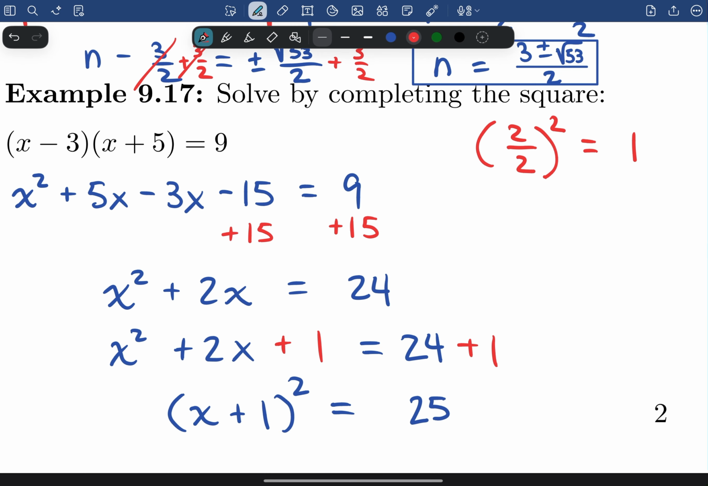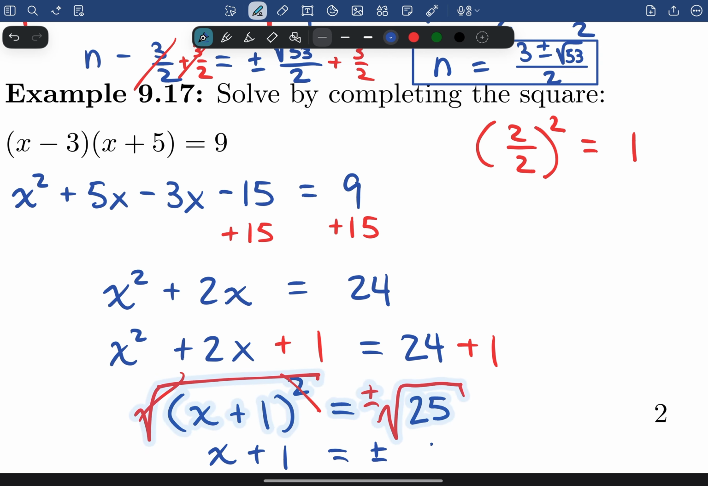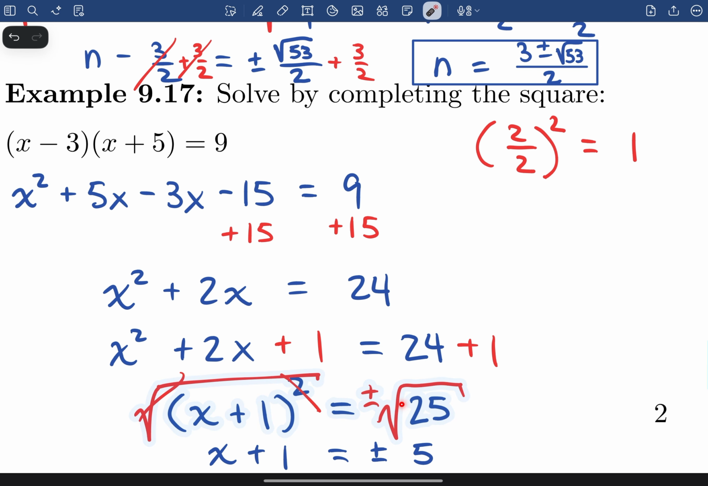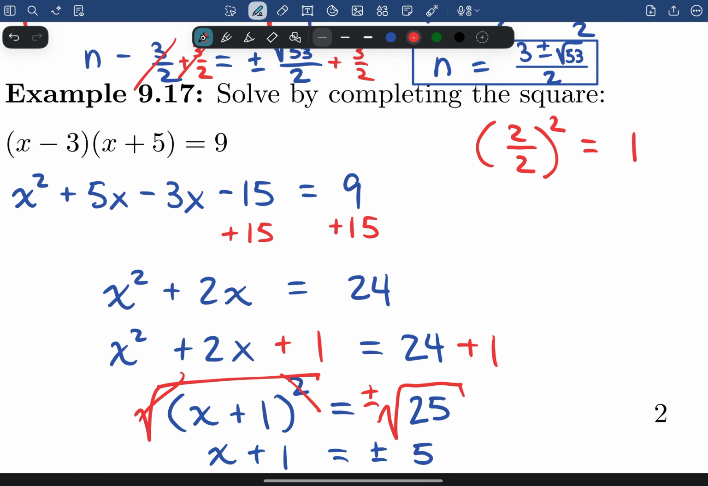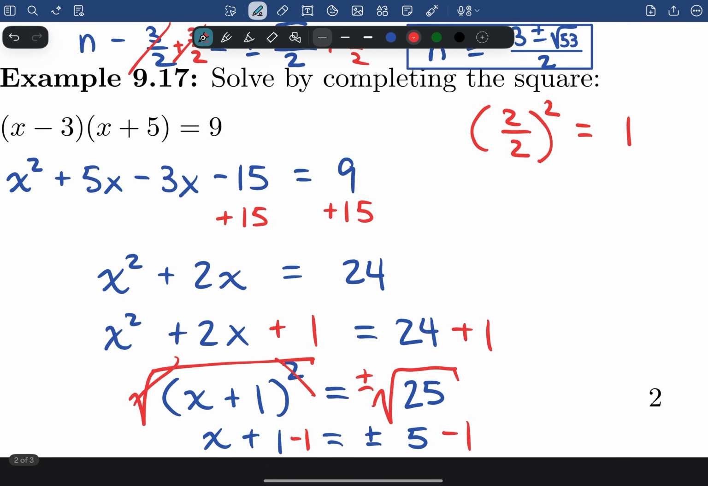Why did I do that? So that I could take the square root of both sides like this, and I would never forget the plus or minus symbol, because this is the square root property. And squaring and square rooting fights and dies, and I get x plus 1 equals plus or minus 5. The square root of 25 is 5. And so I finish by subtracting 1 from both sides. There it is, right?